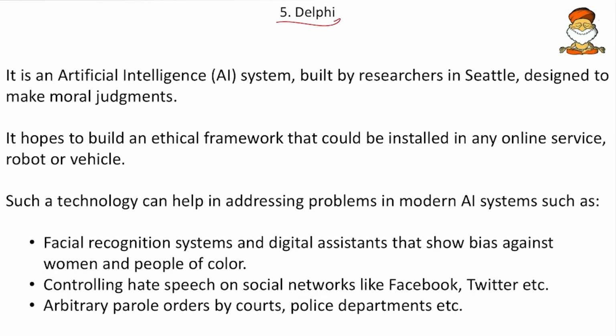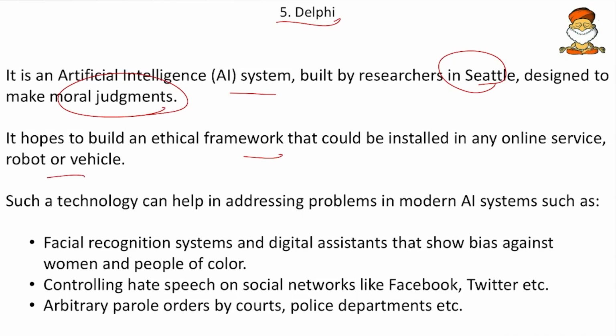So this Delphi is an artificial intelligence system built by researchers in Seattle and it is designed to make moral judgments. So friends, we know that the main drawback of artificial intelligence is that it is not having the training for ethics. So ethics and integrity is very difficult for artificial intelligence to learn. And here we have one artificial intelligence which can learn ethics also. So this Delphi hopes to build an ethical framework that could be installed in any online services, that is robots or vehicles, etc.